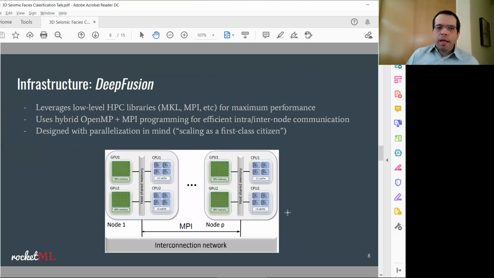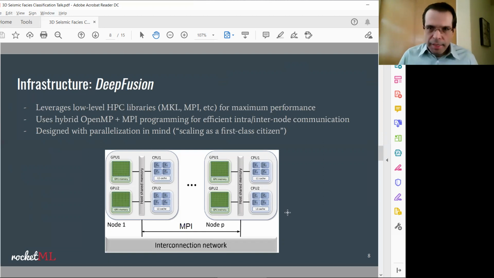So our approach is the following. We developed this software framework that we call Deep Fusion, which is a fusion of HPC concepts and ideas with machine learning, right? And as such, it leverages very low-level, tried and true, high-performance HPC libraries like MKL and MPI to maximize performance. At the same time, using hybrid communication paradigms like OpenMP and MPI together to maximize the efficiency of communication, pretty much taking the scalability potential of the system up to the limits of Amdahl's law.